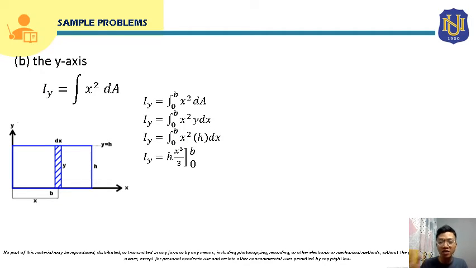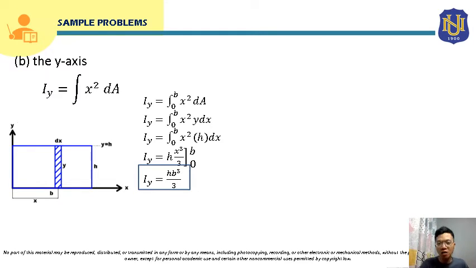Integrating x squared dx will just be x cubed over 3. So we will evaluate this from 0 to b. Substituting the upper and lower limits to variable x, that will just be b cubed over 3 minus 0 cubed over 3. That 0 cubed over 3 will just be 0, so we will not include that anymore here. So this will just become hb cubed over 3. This will now be the answer for moment of inertia about the y-axis.